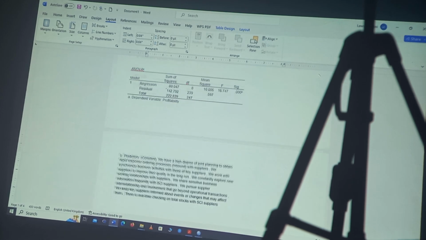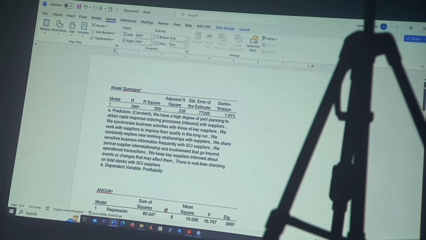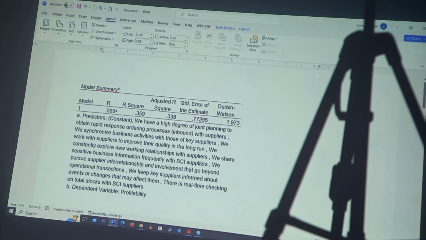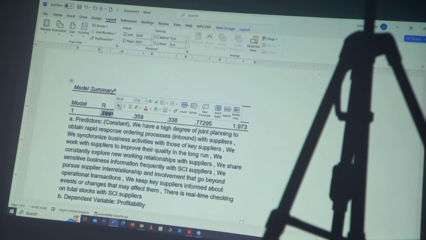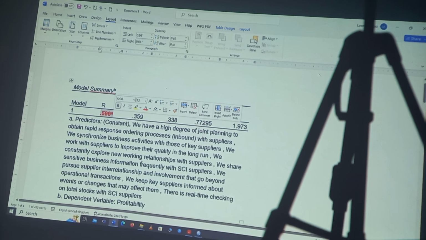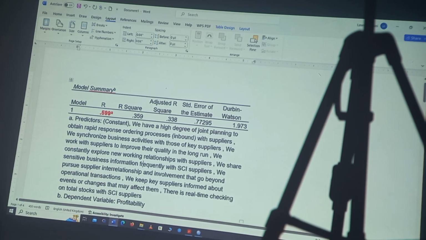So, the first table that we have to look out for is what we call the model summary. And in the model summary, what did we say we have to look out for first? We should look at the joint correlation R. So, what is the joint correlation there? R is 0.599. Now, listen to this statement carefully.